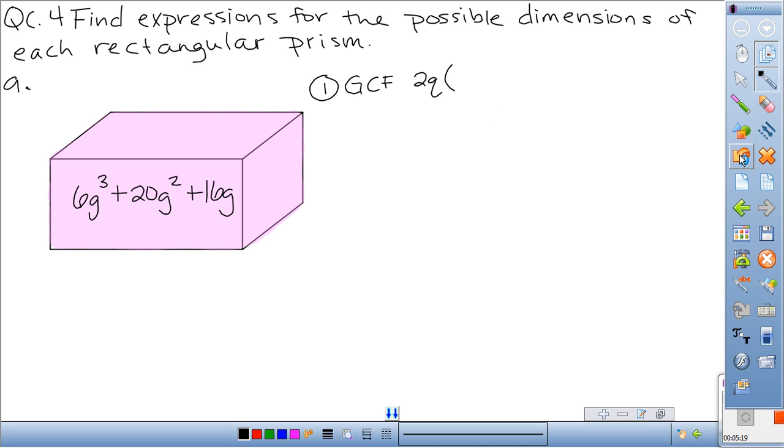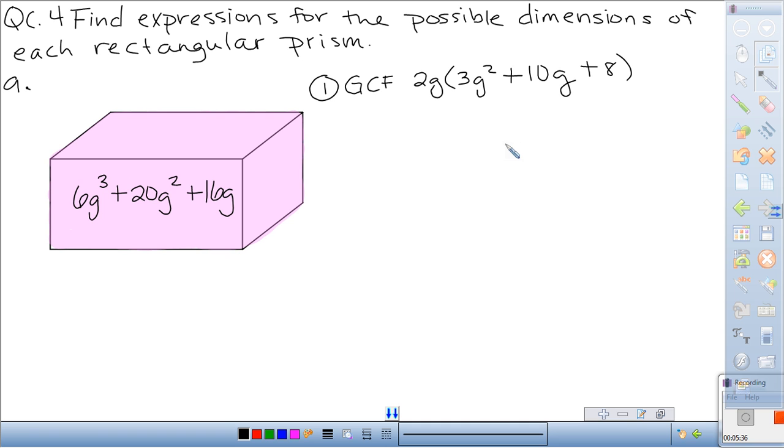Oh, that's a q. Let me try that again. I'm going to pull out a 2g, and then we'll see what's left. 2g times 3g squared gives me 6g cubed. 2g times 10g, 20g squared, and 2g times 8, 16g.